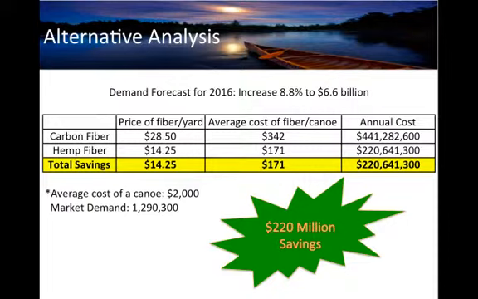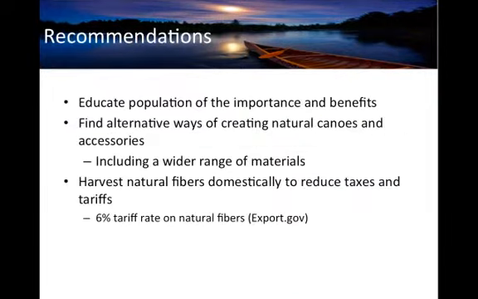So if you do all the calculations, you can see carbon fibers and hemp fibers have a big difference in cost. And you would actually be saving over $220 million. Now if we switch to hemp fibers and flax fibers and even jute fibers, this could really help our economy.